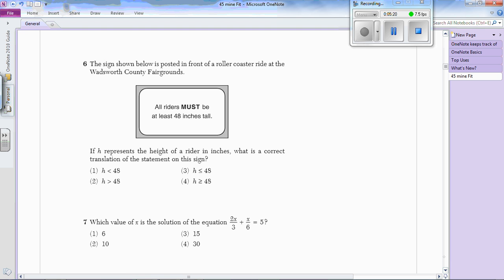All right, the sign below is posted in front of roller coasters at the Wadsworth Country Fairs.